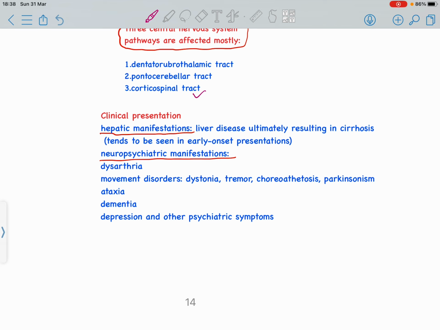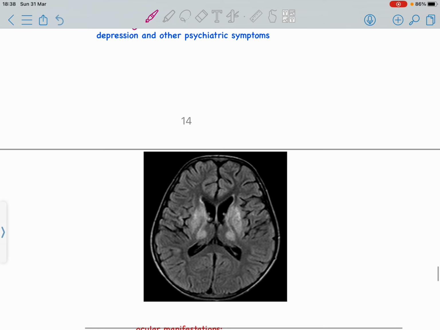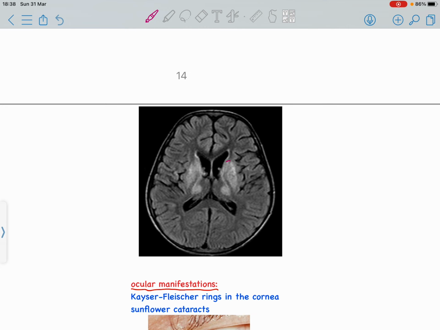Second one is the neuropsychiatric manifestation. It is basically due to deposition of copper in the basal ganglia that leads to dysarthria, movement disorders like dystonia, tremor, choreoathetosis, Parkinsonism, ataxia, dementia, depression, and other psychiatric symptoms. So we can see in the MRI, this is a T2 MRI, and we can see hyperintensity in the region of the basal ganglia.